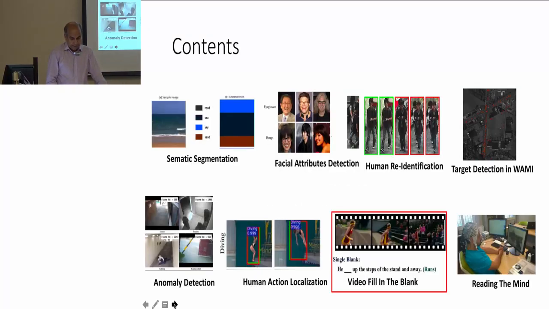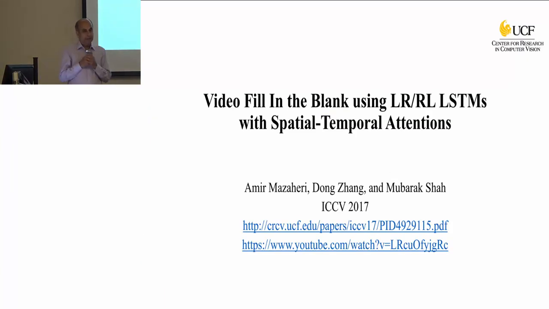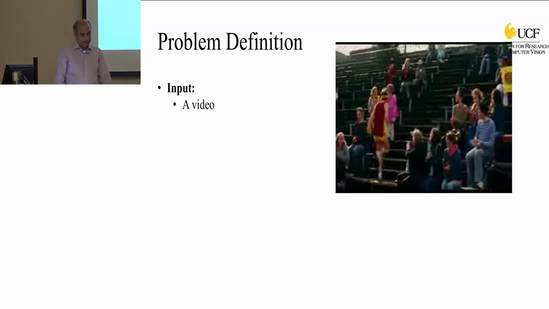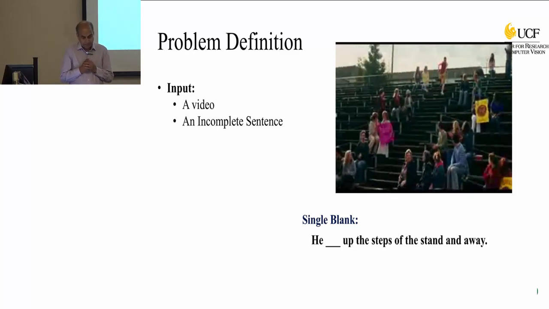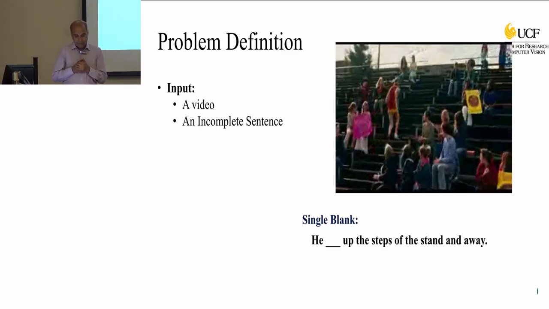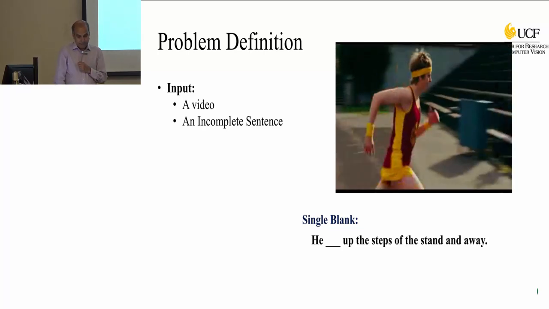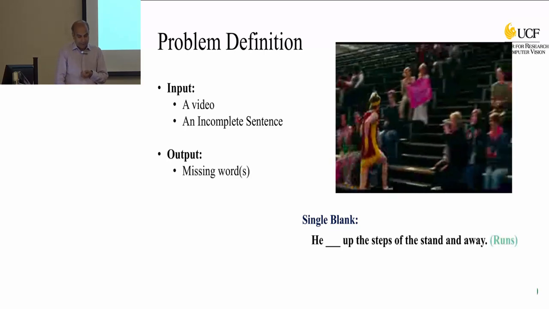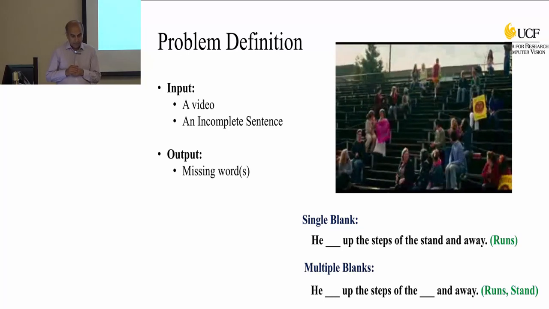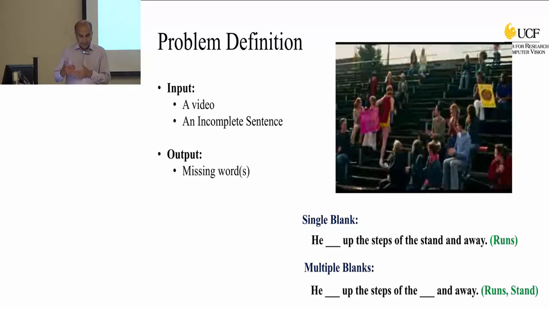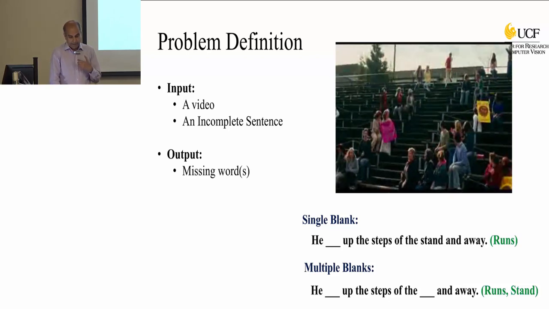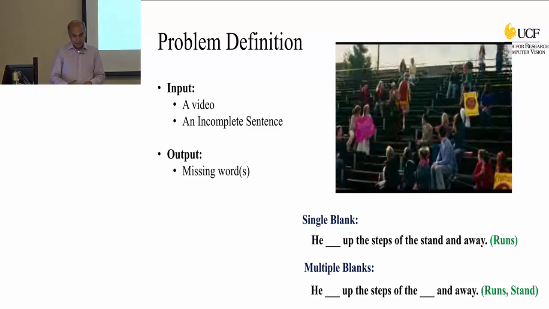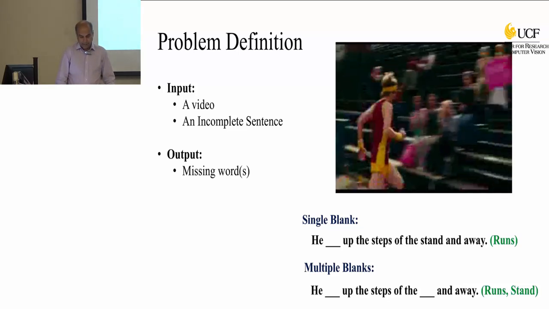Okay, so next we are going to talk about how we can combine language and vision. So what's the problem? We're given a video clip like this and a sentence which says, "He blank up the steps of the stairway." There's one word missing and we want to output that missing word, and that missing word is "runs." He runs up the steps of the stairway, and there can be multiple blanks.